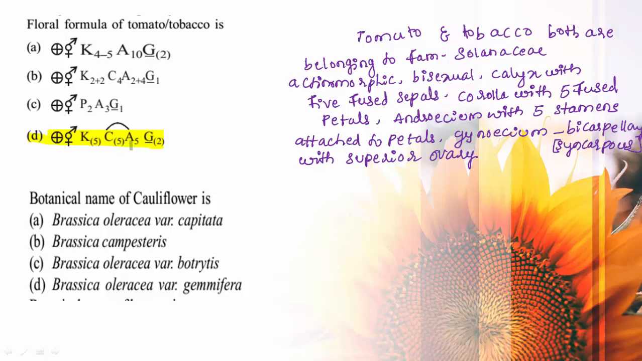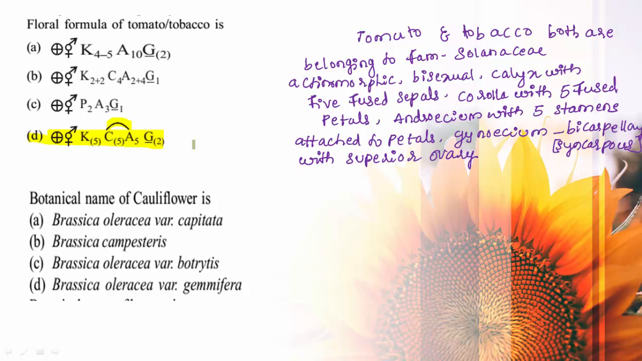Gamopetalous. A for androecium. Number of stamens is again 5, but arrow mark is shown, or the link connection is shown from A to C. That means the stamens are attached to the petal. Gynoecium with 2 carpels. Again 2 is kept in the bracket. They are syncarpous in condition. The line is marked below. It indicates superior ovary. So these are the characters with respect to the flower of the family Solanaceae, to which both the tomato and tobacco are belonging. Then coming to the next one.